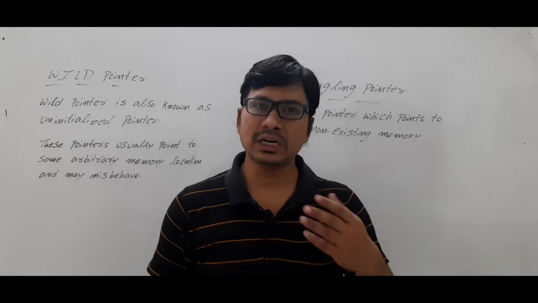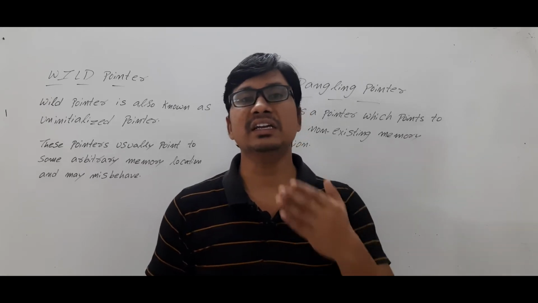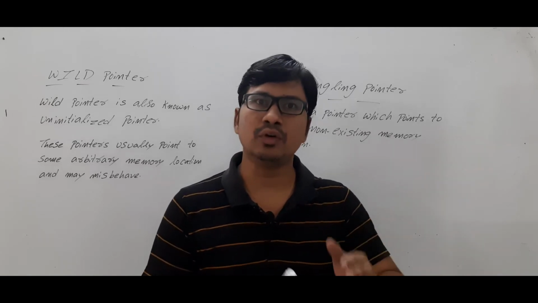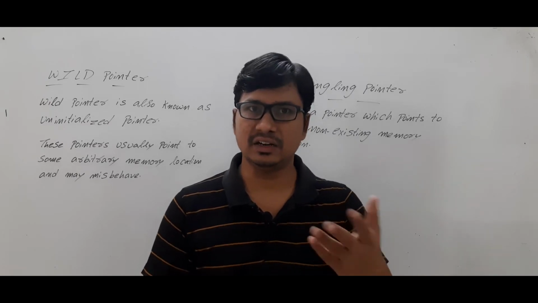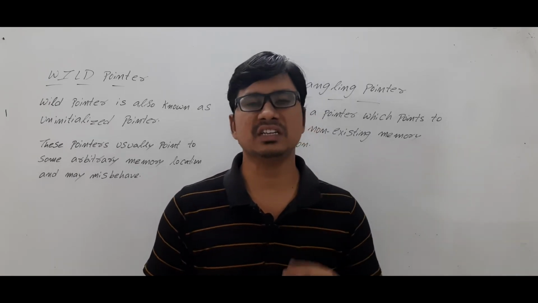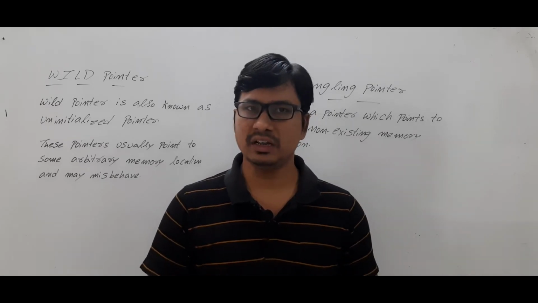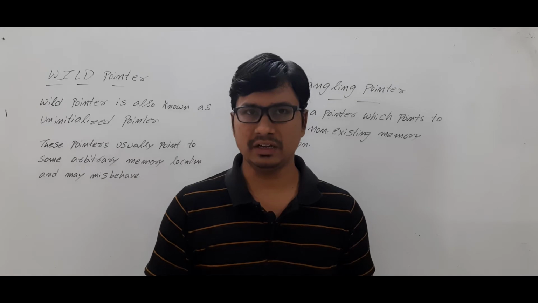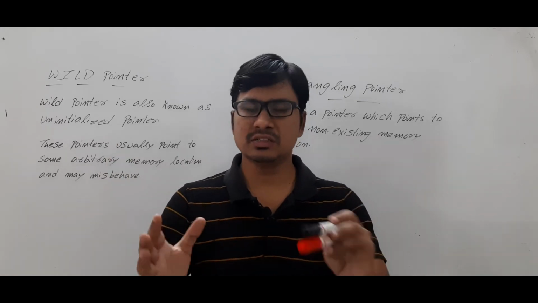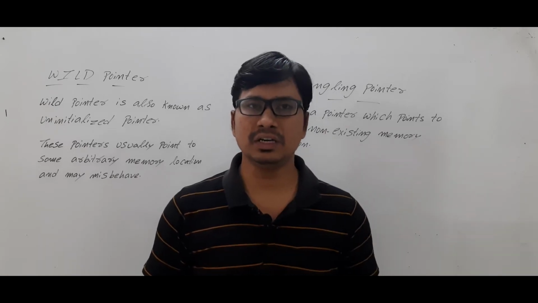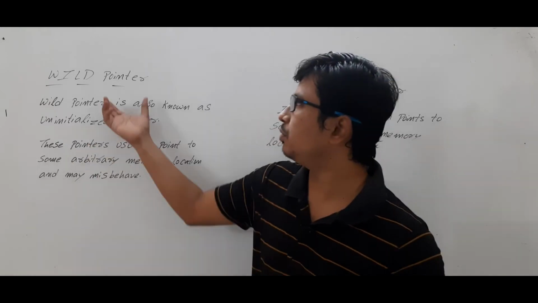Now let me discuss what a wild pointer is. A wild pointer can also be called an uninitialized pointer. The meaning is that you have not assigned the address of any variable. If you have not assigned any address of a variable or you did not initialize a null value, and if you had initialized a null value, we would call it a null pointer. If it is an uninitialized pointer, then it will point to some arbitrary location. If it is pointing to an arbitrary location, then sometimes the program will misbehave. So that is what a wild pointer is.